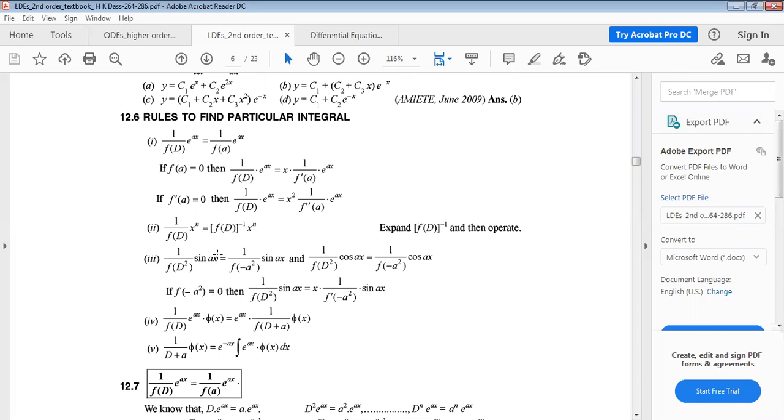Now if there is sin ax, if there is a sine function or cos function, then D square will be converted to minus a square, remember it. And if cos ax, also the same, D square will be converted to minus a square, where a comes from the coefficient of x. Understand everybody? Now this is the first rule, this is the second rule, and this is the third rule. We will try to solve these types of examples applying these rules now.